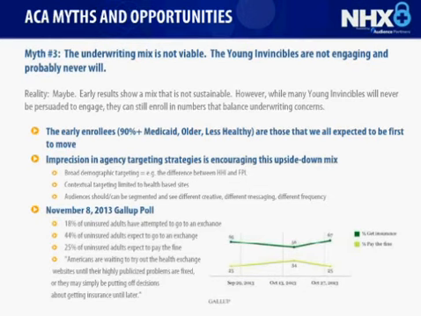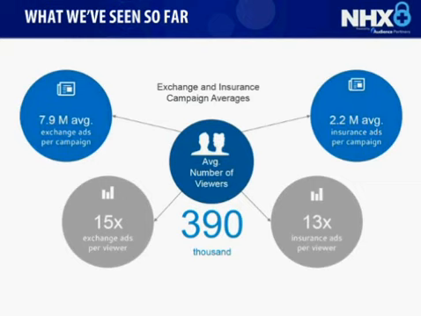So the next few slides are going to talk about what we've seen so far. So I mentioned that we're running a couple dozen campaigns, again, for a variety of clients. This slide just shows a basic summary of that. We've served upwards of 100 million impressions in the month of October, an average of 8 million each for state and federal exchanges, an average of about 2 million for private insurers. Our average audience size is about 390,000, so obviously that's going to fluctuate greatly depending on the geography and depending on the specific segment of uninsured.